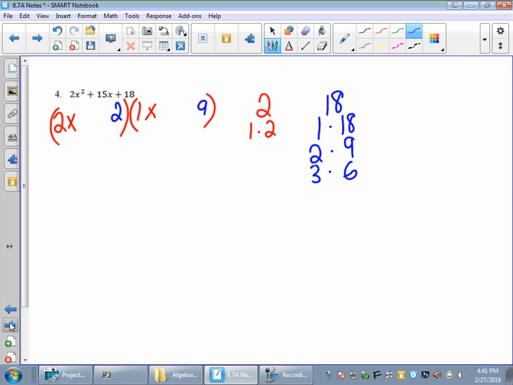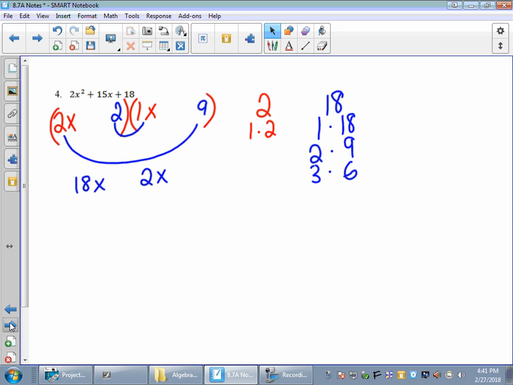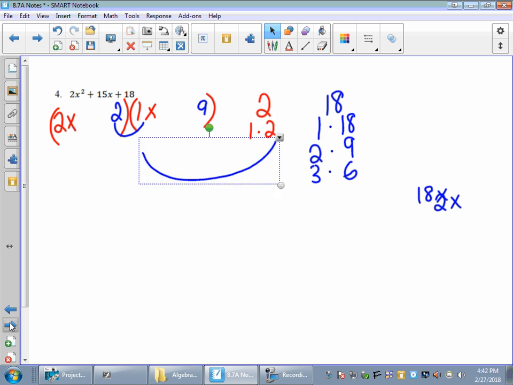Well, if I multiply these together and do my outsides, I end up with an 18x. Do my insides, I'm left with a 2x. 18x plus 2x, does that get me to 15? No, it doesn't. It gets me to 20, but not 15. So I don't like those, which means I have to try something else.